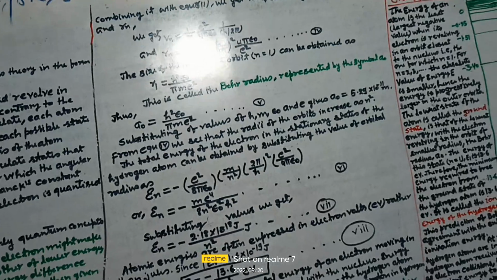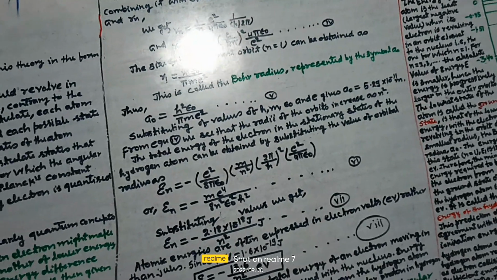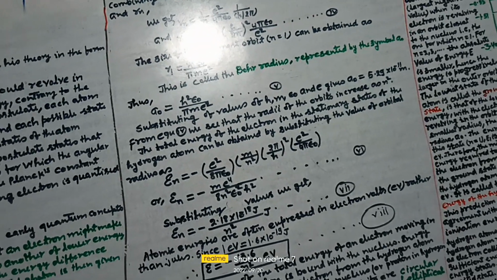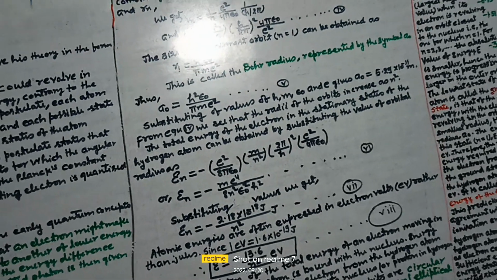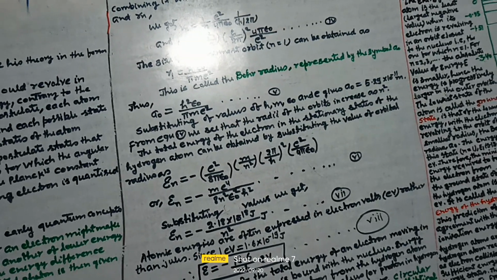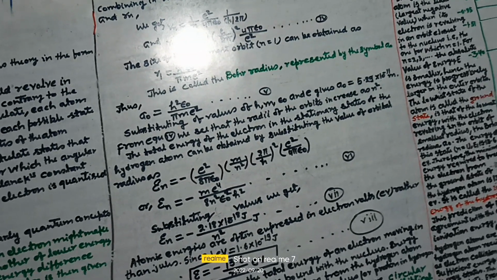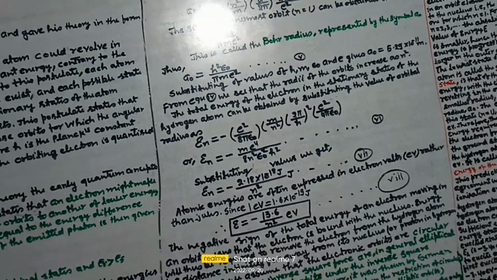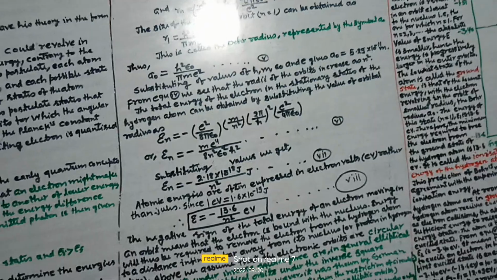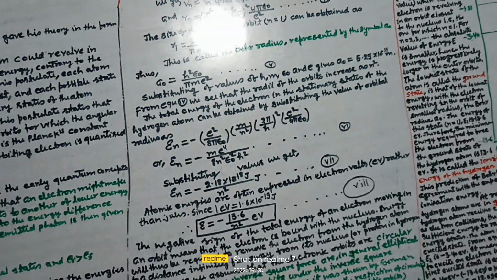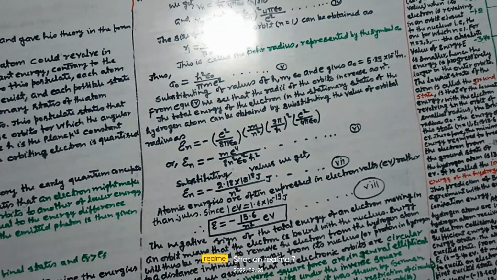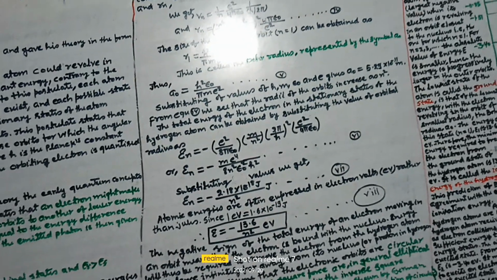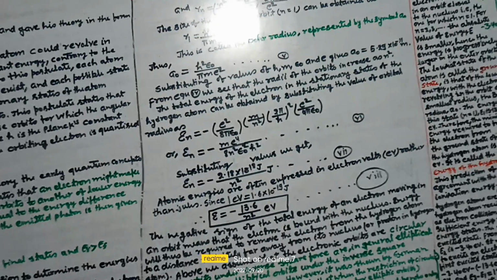The total energy of the electron in the stationary states of the hydrogen atom can be obtained by substituting the value of orbital radius as En = −e²/8πε₀ × m/n² × (2π/h)² × e²/4πε₀, and En = −me⁴/8n²ε₀²h². Substituting values we get En = −2.18 × 10 to the power minus 18 joule divided by n² joule.